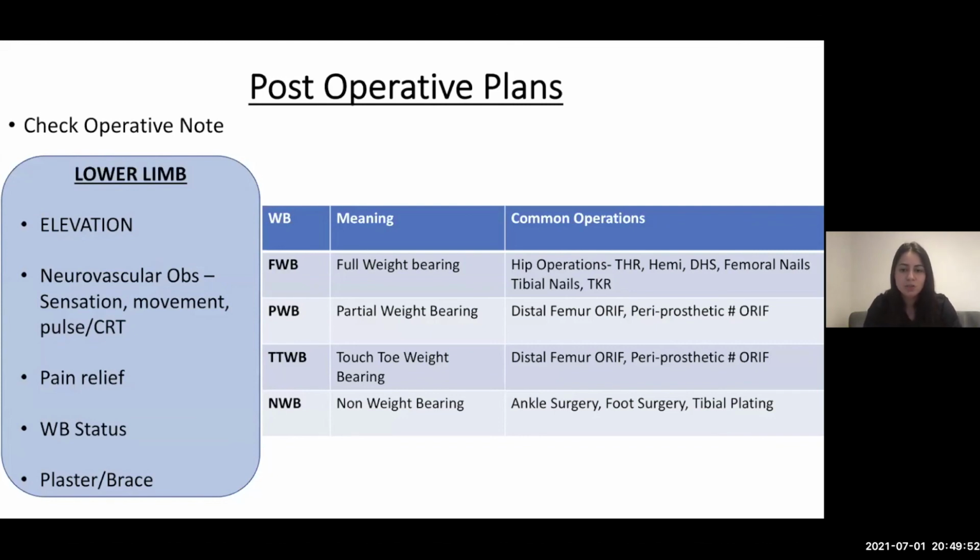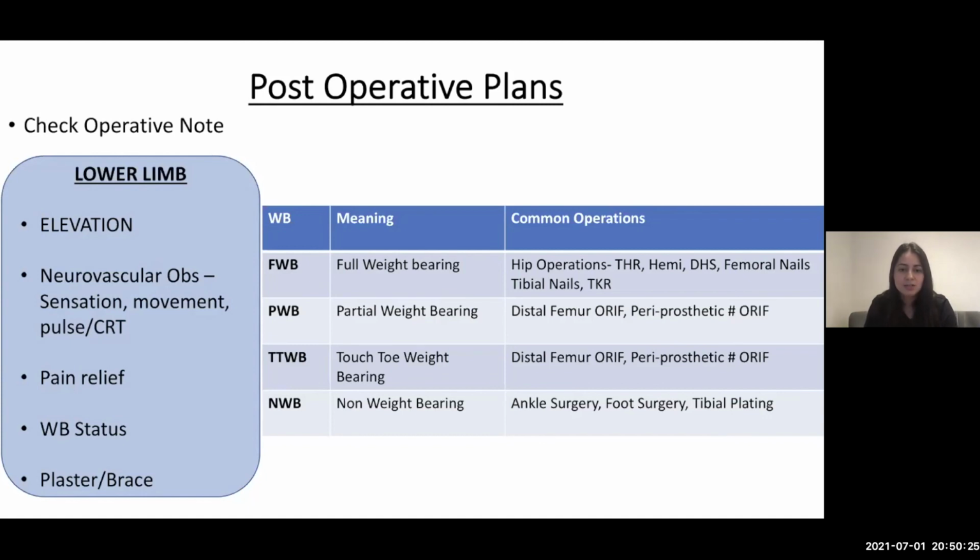PWB is partial weight bearing, which means they can put some weight on the leg, but not 100%. And this happens in people who have, on the femur, your thigh bone, distal femur plating, which you'll see in the operation note as an ORIF, or periprosthetic fractures, where people have a fracture around their knee replacement or around their hip replacement. This is the post-operative instruction. So we fixed it with a plate, but we need them to partially weight bear.